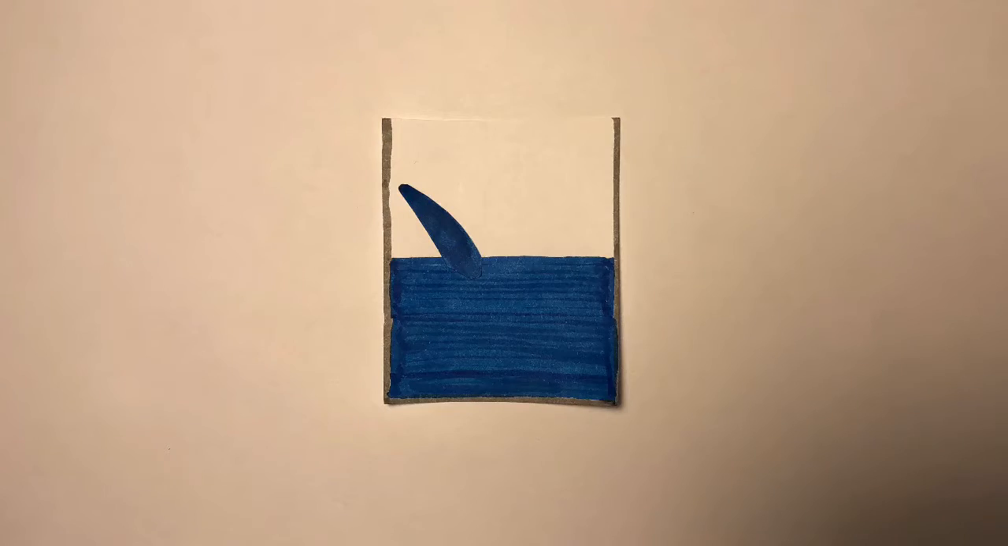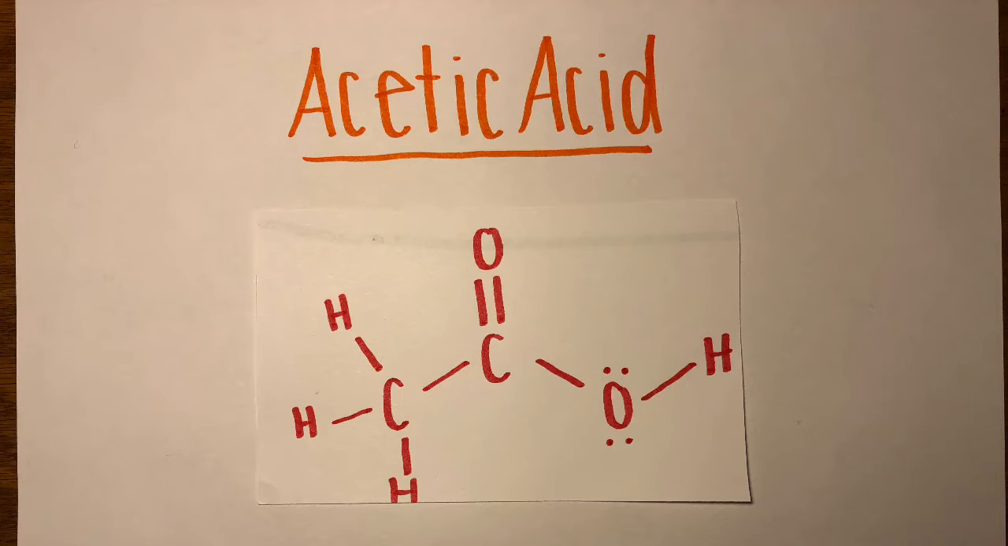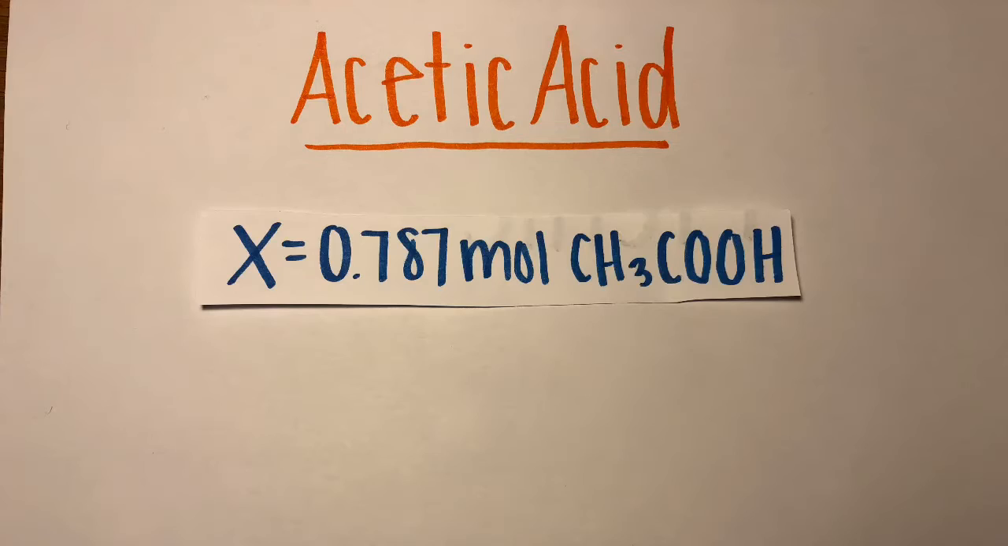Pickle juice consists of roughly 50% water and 50% vinegar. The reason why pickle juice is acidic is because it contains a compound called acetic acid. An acid is any compound that donates a hydrogen. Our sample of pickle juice contains 0.787 moles of acetic acid.